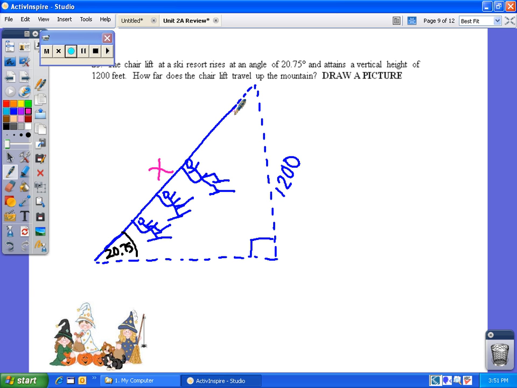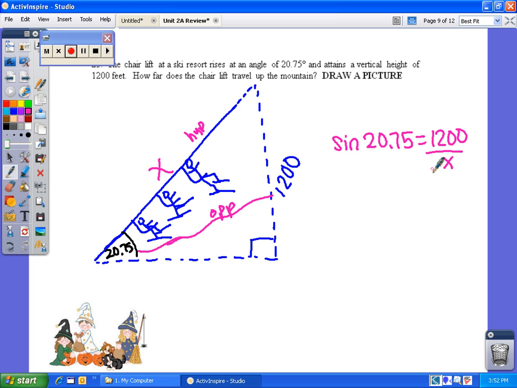Okay, so now we have to figure out SOHCAHTOA. Well, 1,200 is opposite, and x is automatically the hypotenuse, so that's sine. So it would be the sine of 20.75 equals 1,200 over x. You can do the switcheroo because the x is on the denominator. And now all you have to do is put it into your calculator to get the answer.